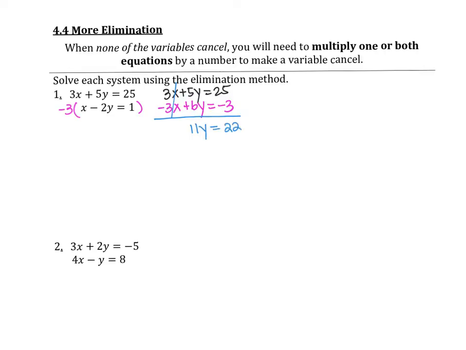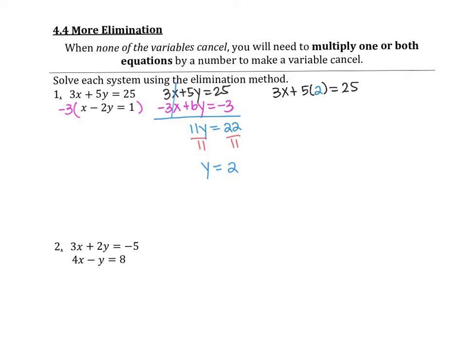And now I can continue solving using elimination like we did on the previous day. So I do get y is 2. I'm going to plug the y is 2 back into one of the equations. You could plug it into this equation, or your new equation that you multiplied. They all give you the same answer. I'm going to go ahead and plug it into the 3x plus 5 times y equals 25 equation. I got y equals 2.